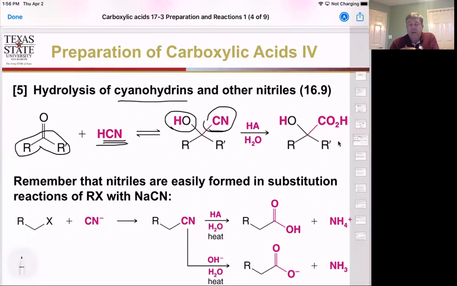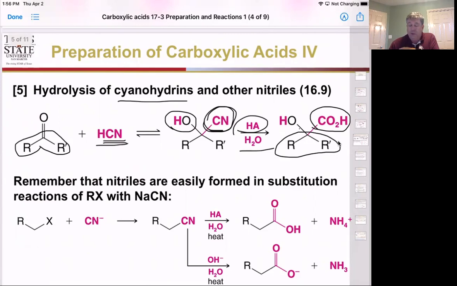And then we can take this nitrile group, which is a protected carboxylic acid, and hydrolyze it using acid to create a carboxylic acid that is 1 carbon longer than the original chain was. So we have this alpha hydroxycarboxylic acid we make with this cyanohydrin reaction.